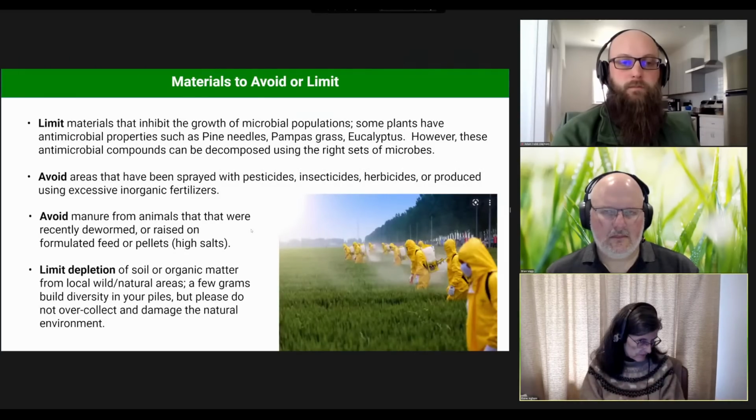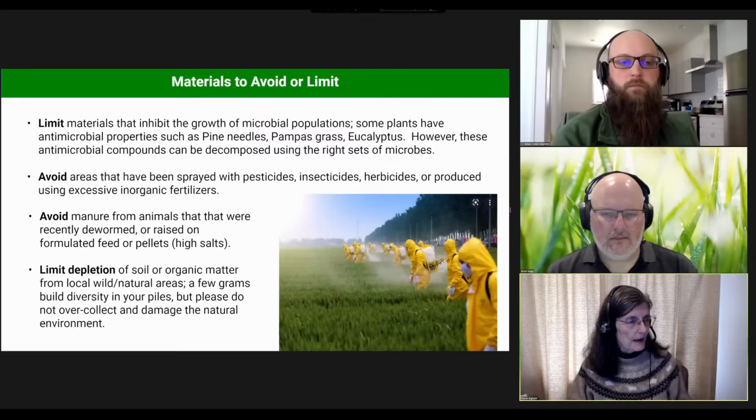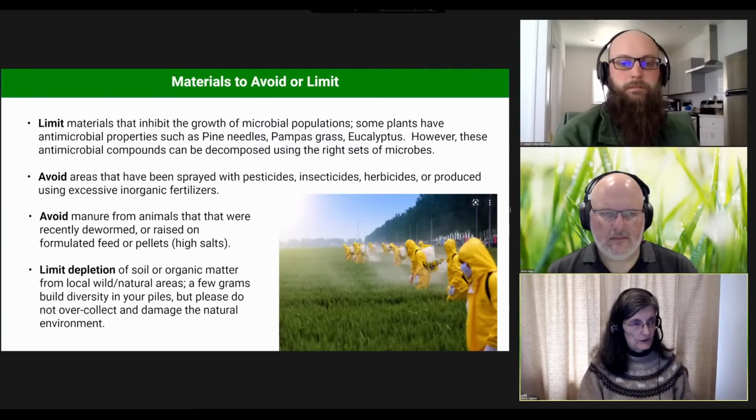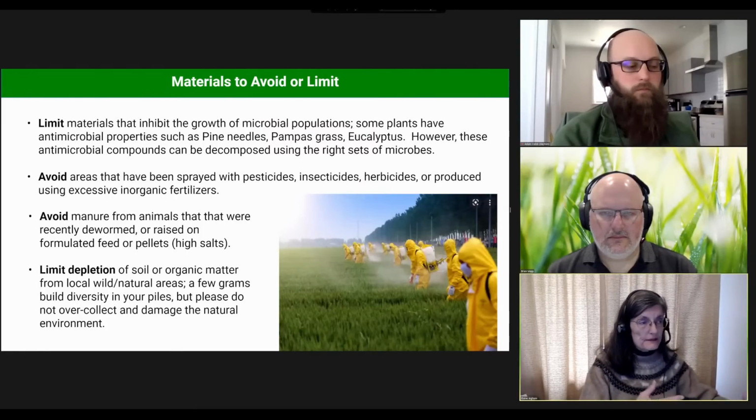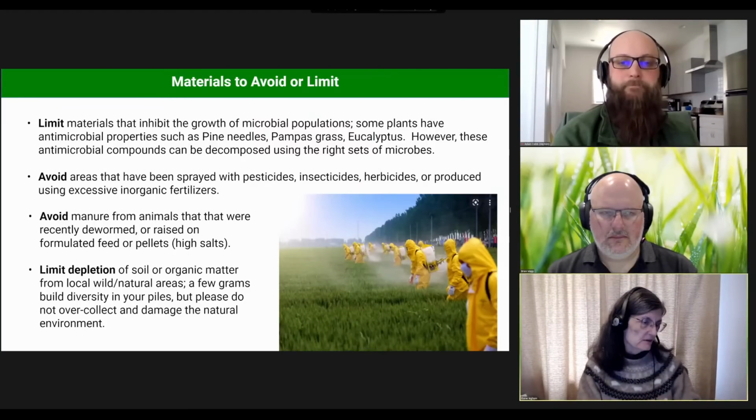So we need to avoid some kinds of things because Mother Nature has allowed organisms to make compounds that will protect them from being decomposed. So you want to not be putting in things that have a natural barrier to bacterial and fungal growth until that material has been slowly but surely decomposed, especially by the fungi in the system.